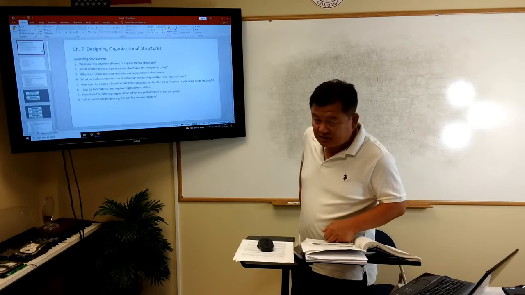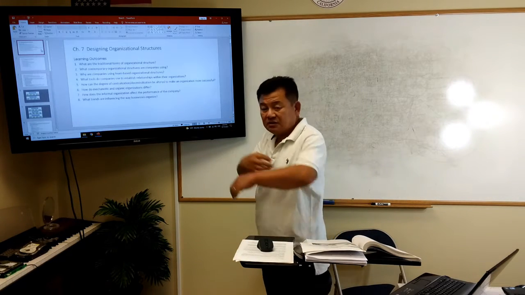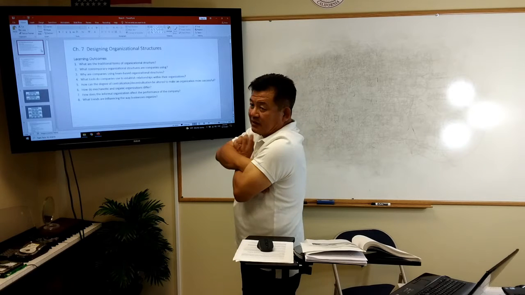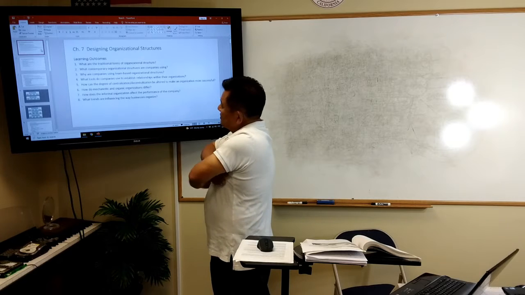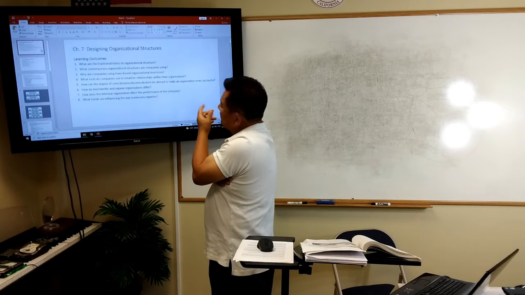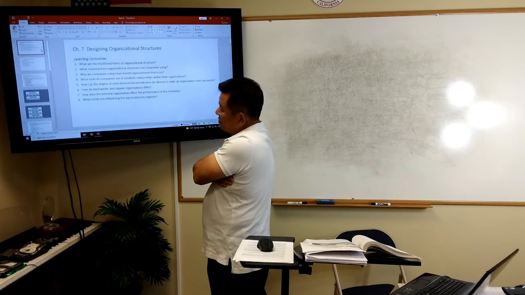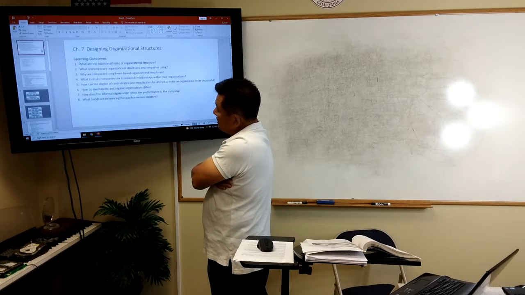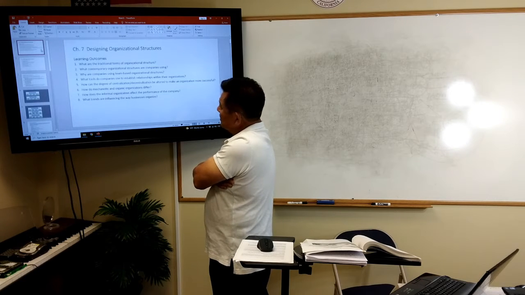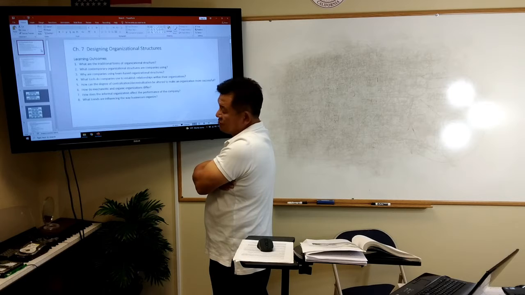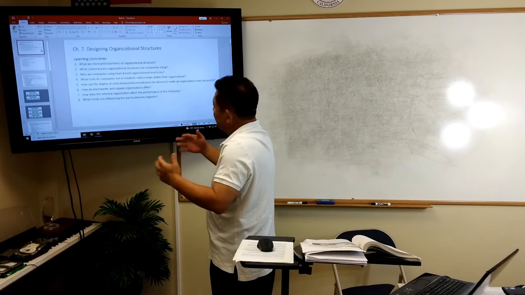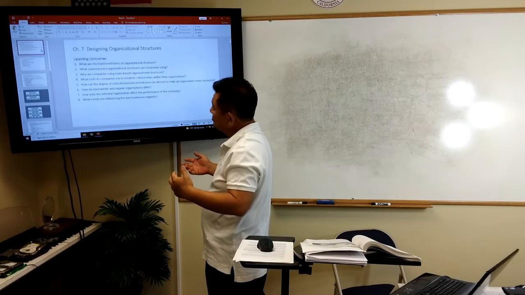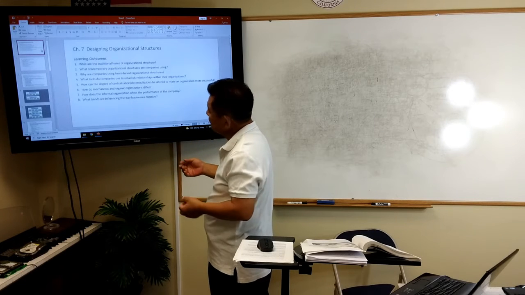So today we will study the design of organization. Organization is a part of the HR part. So chapter 7, organizational structures, and also the outcomes and goals. What are the traditional forms of organizational structures? As you know, there are many kinds of different organizational structures, so we review the traditional forms.